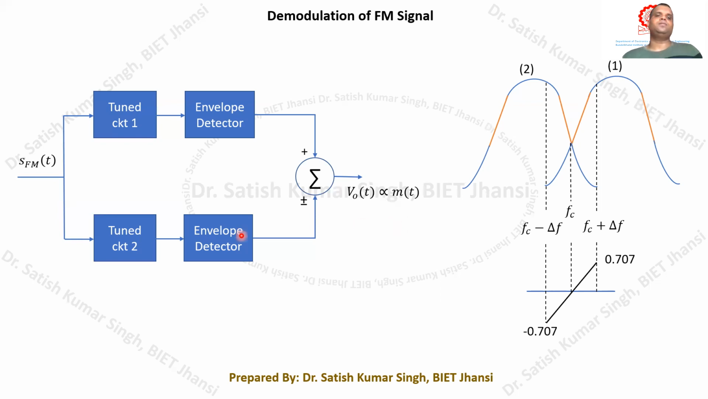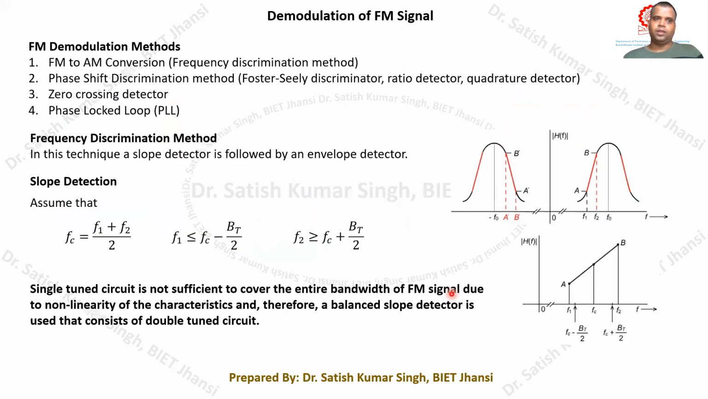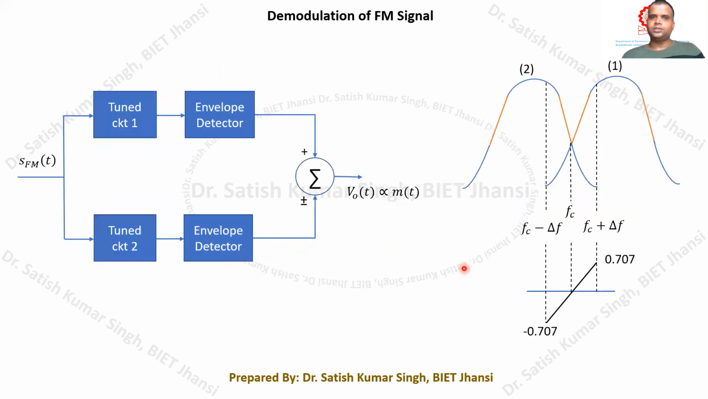So this way we are able to use this particular double tuned circuit. This is also called the balanced slope detector. Remember that whatever I'm talking about is slope detection. This tuned circuit is also known as the slope detector, because we are talking about the slopes. So we are going to detect this slope. So this is our balanced slope detector, in which we have two tuned circuits.